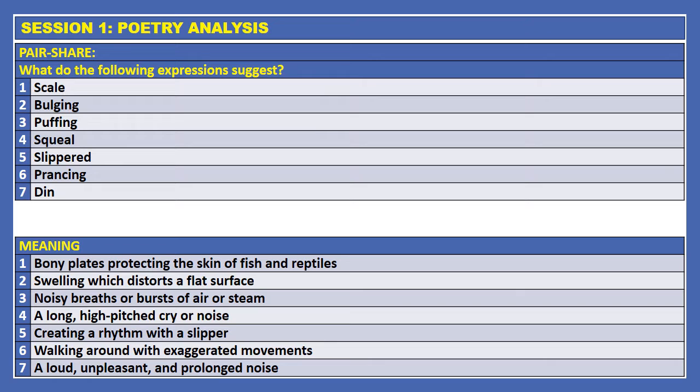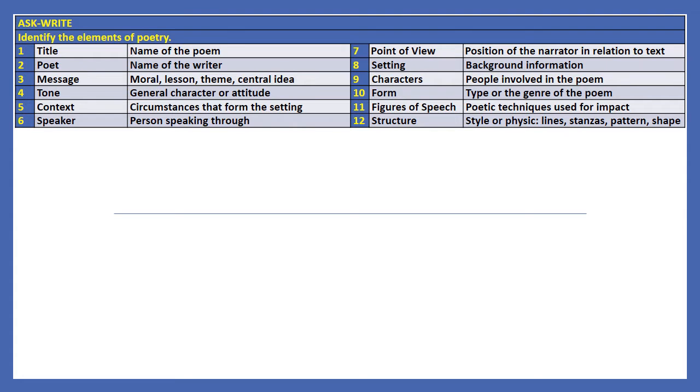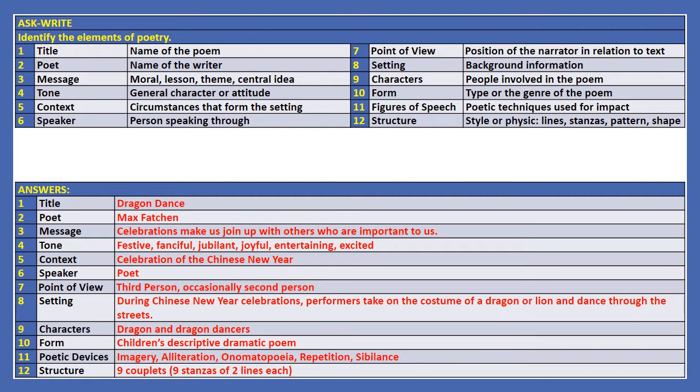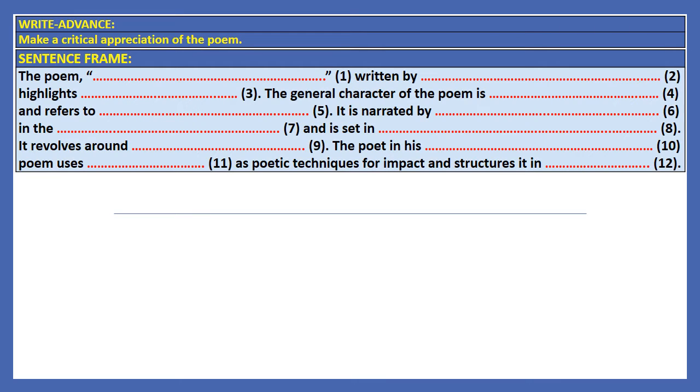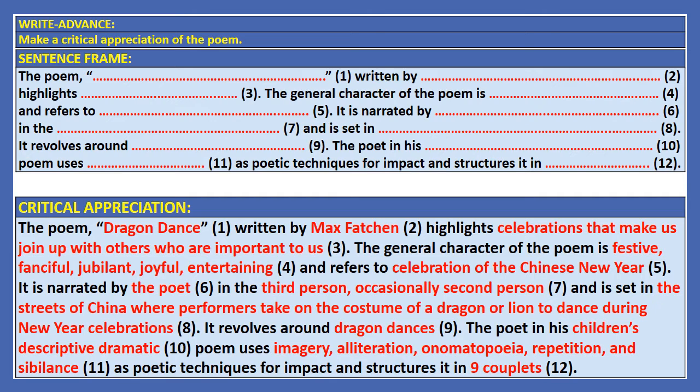Infer the meaning of the words from the context of the poem. Identify the elements of poetry like message, tone, context, speaker, point of view, setting, form, and structure. Use the poetic elements that you have identified to write a critical appreciation of the poem. You can use the given sentence frame to guide you.